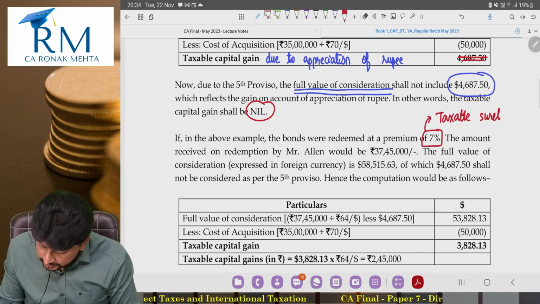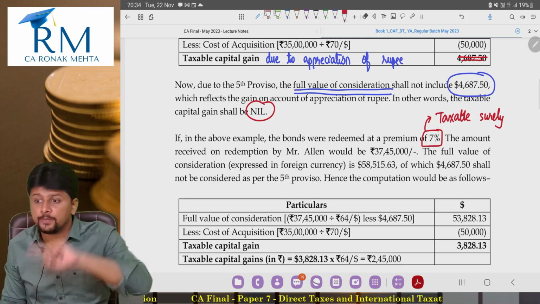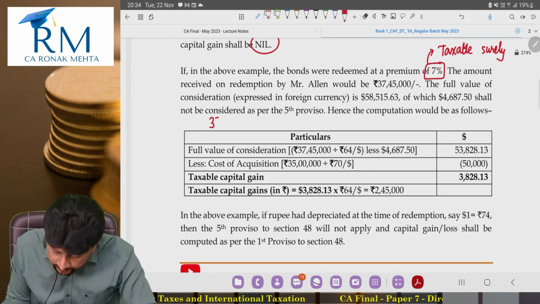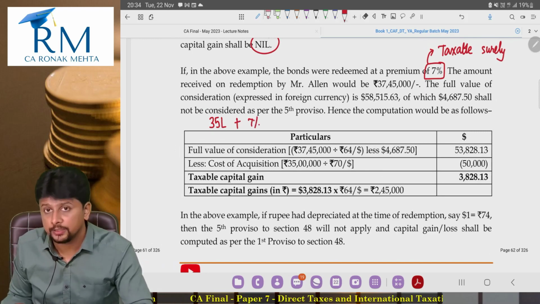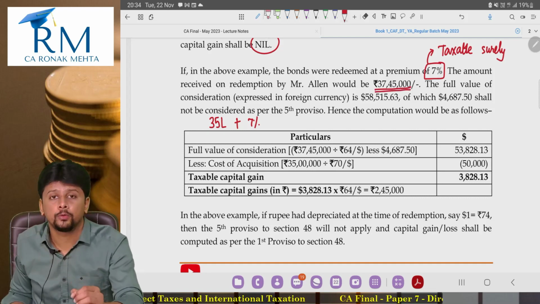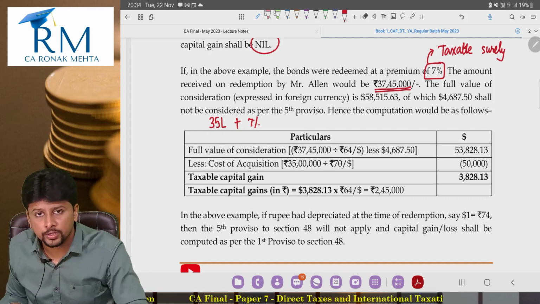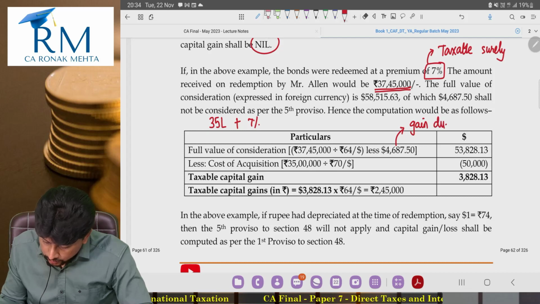Surely, definitely this should be taxable. But at the same time, the exchange rate of 70 became 64 also. So 35 lakhs of face value plus 7% appreciation in the form of premium, 37,45,000 is the rupee amount that the non-resident would get on redemption. Convert that at the exchange rate of 64, less 4687. This is the gain due to rupee appreciation.